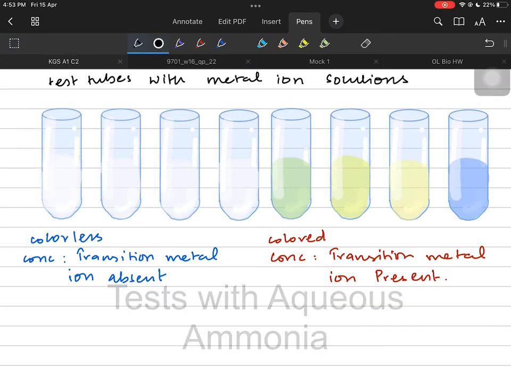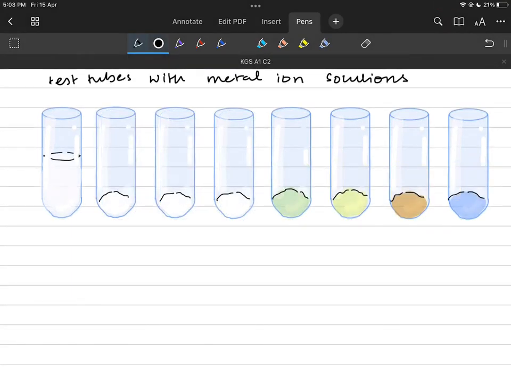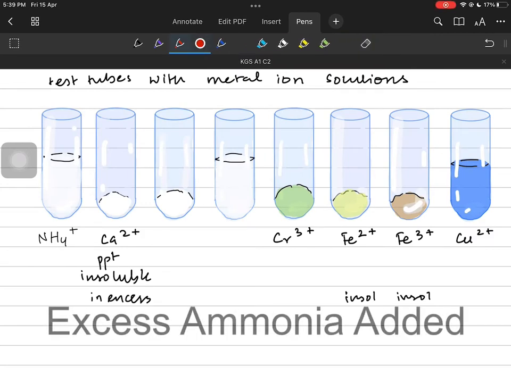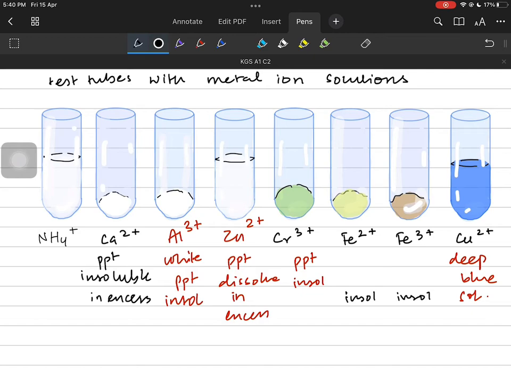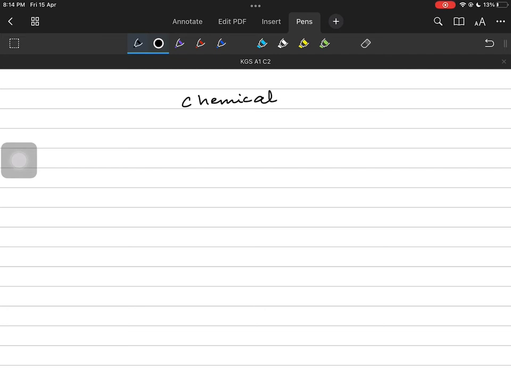Now we're going to perform the test with aqueous ammonia. What are we going to observe? We're going to observe a similar kind of precipitation as in sodium hydroxide. But this time with the excess, aluminium white precipitates will remain insoluble, and only zinc precipitates will dissolve, making a colorless solution. What other differences are there? We can see chromium precipitates did not dissolve. They dissolved in sodium hydroxide, but they did not here, while copper makes a deep blue solution in aqueous ammonia. So these tests confirm the presence of specific cations.